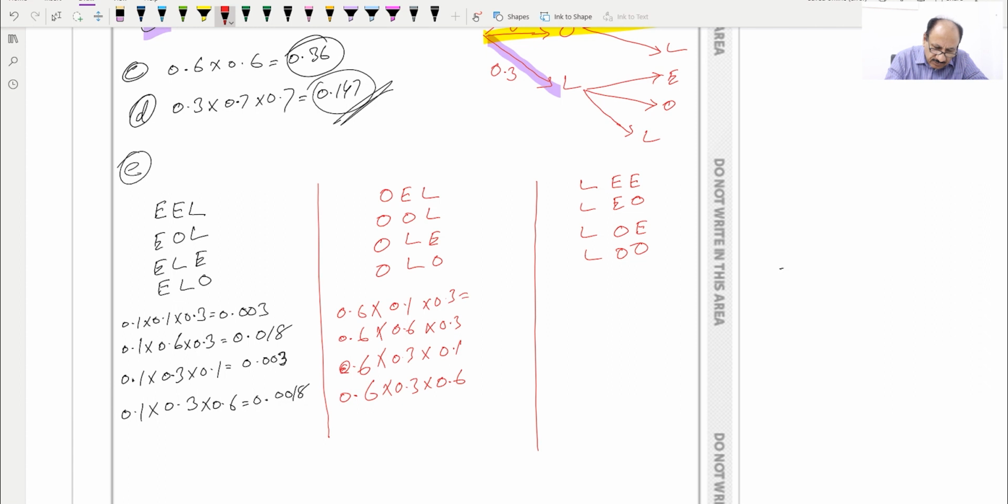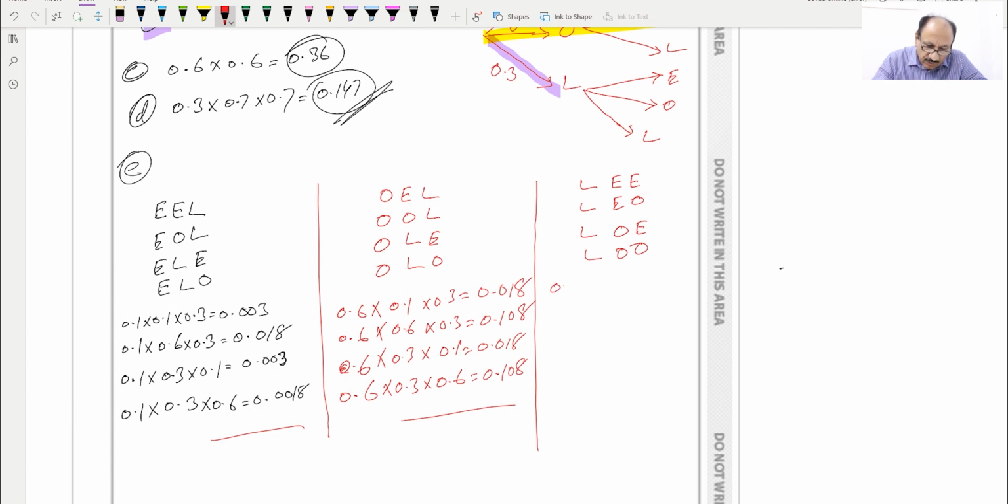This will be 3 into 6 will be 18 into 1, so 0.018, and this will be 36 into 3 will be 108, so 0.108, and this will be 0.018, and the last one will be 0.108. This is how we are getting. We will be adding this later, but we need to write these probabilities also for this last step.